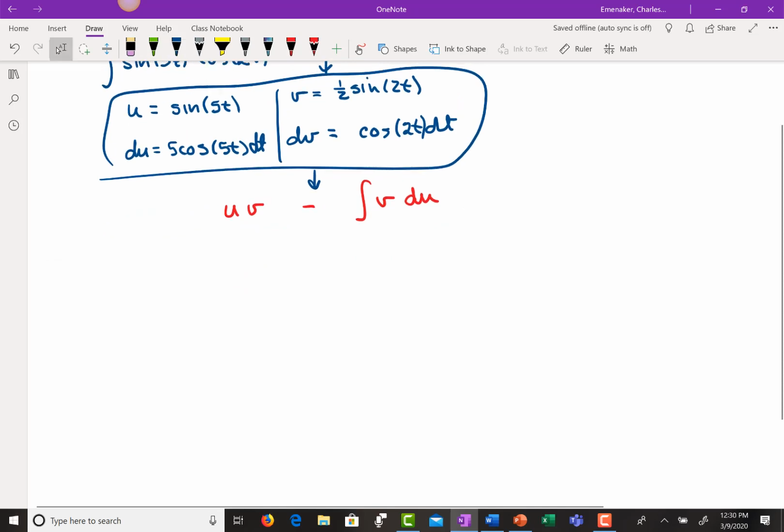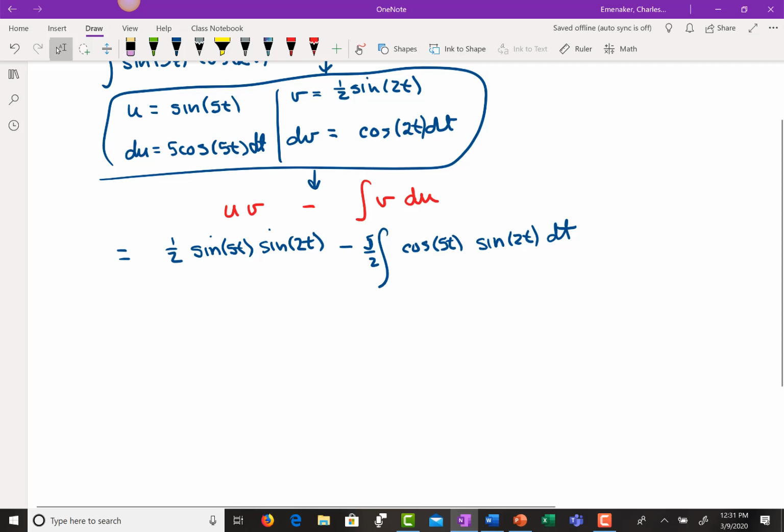What we're going to get is the u is going to be a sine of 5t. The v is going to be a 1/2, and it's going to be a sine of 2t. Minus the integral. The v is going to be a 1/2 sine of 2t. So I'm going to put this over here. And the du is going to be a 5 cosine of 5t dt. Is that making sense? Everything okay so far?